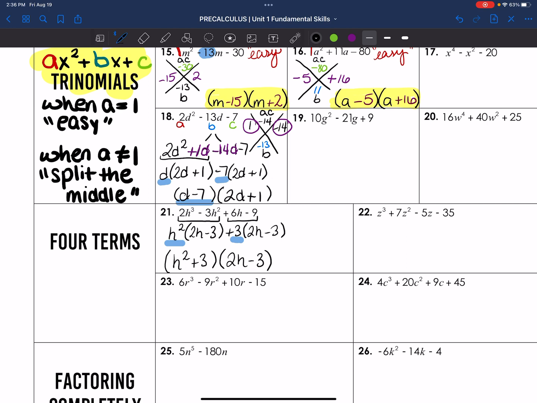So there you have it, ladies and gentlemen. Why don't you all try this one right here? Can you guys try 22? Try 22, and this will be the last one that we do in this video. Take a moment to try factoring example 22, and then we will check it together.